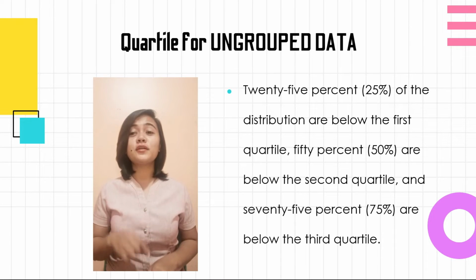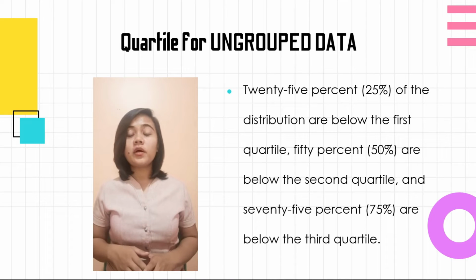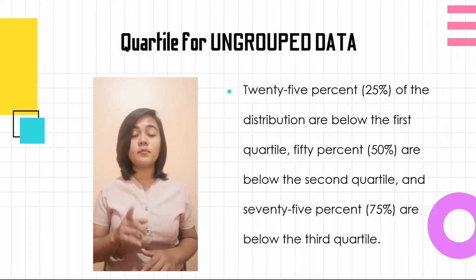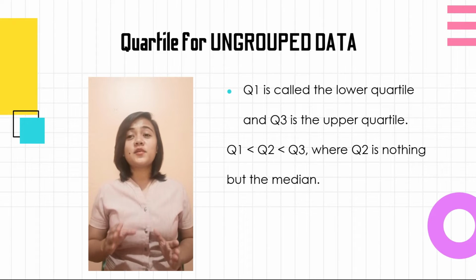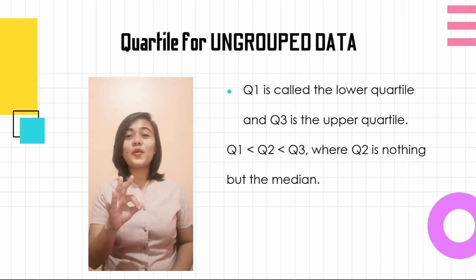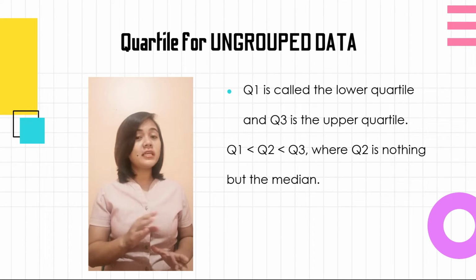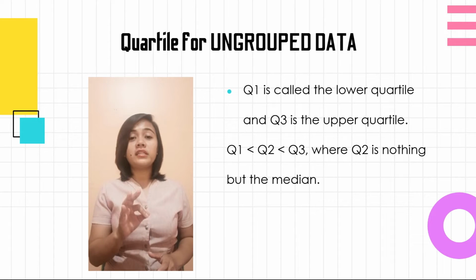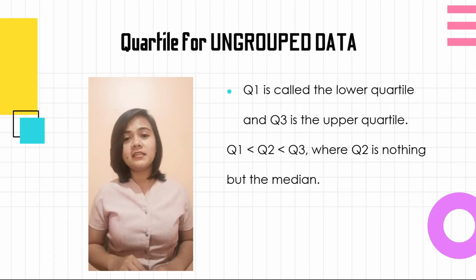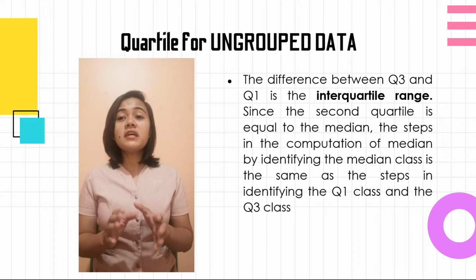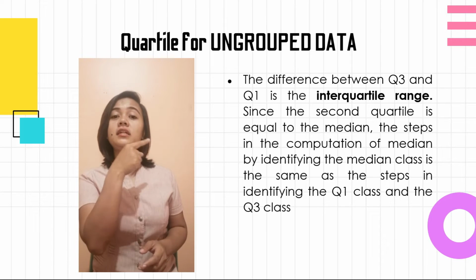25% of the distribution are below the first quartile, 50% are below the second quartile, and 75% are below the third quartile. Quartile 1 is called the lower quartile, and quartile 3 is the upper quartile. Quartile 2 is greater than quartile 1, but less than quartile 3, where quartile 2 is nothing but the median. The difference between quartile 3 and quartile 1 is called the interquartile range.